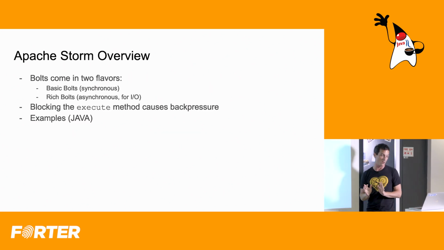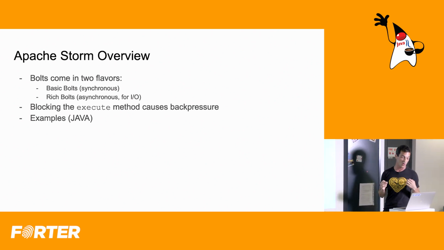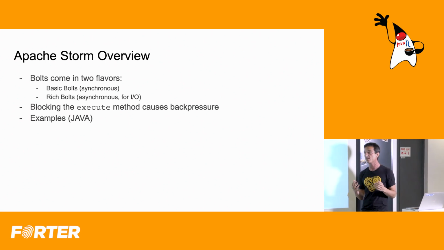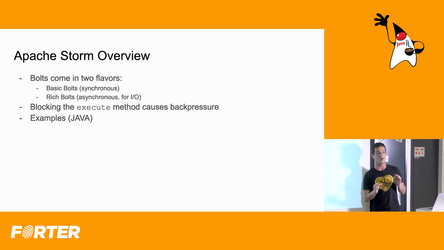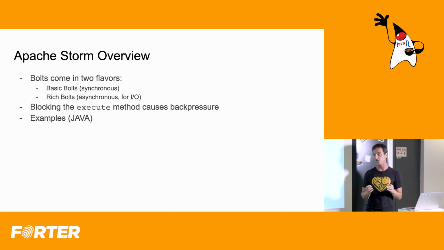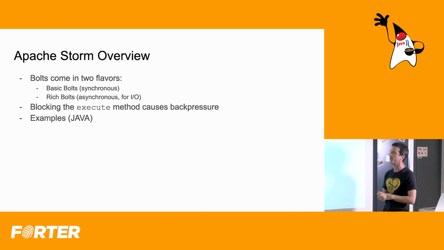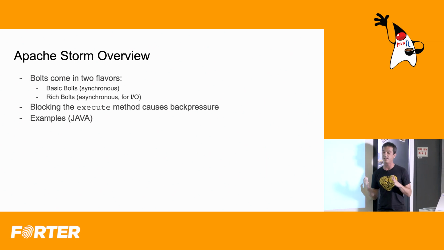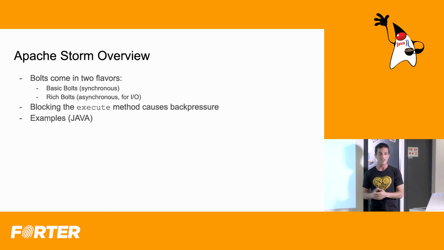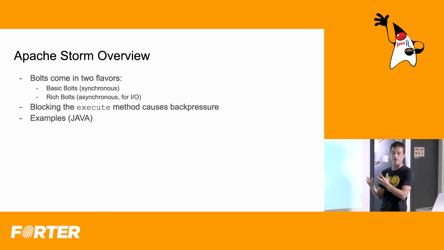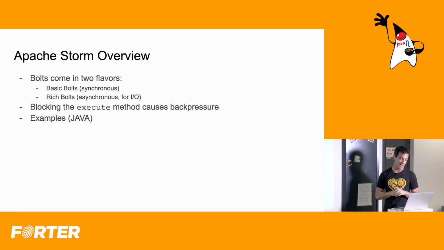A few more things you got to know about Storm before we begin is that Storm has two types of bolts. Basic bolts, which have a synchronous API. They are best for CPU-bound operations like JSON parsing or anything like that. And rich bolts are asynchronous, which makes them optimized for I/O, which means that they can start doing something and they can finish doing that thing somewhere in the future. That's just their API. We're going to look exactly now at how that looks.